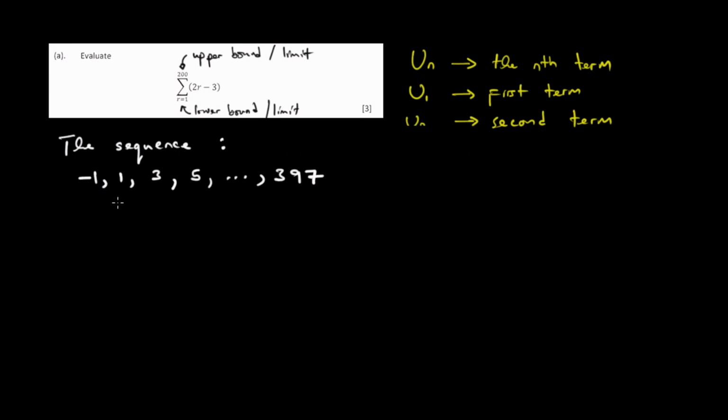If you want, you can actually investigate this on your own. 1 minus minus 1, that is 2. 3 minus 1 is 2. 5 minus 3 is 2. So we are seeing here that we have a common difference. The common difference, which is denoted D, is equal to the term minus the preceding term.